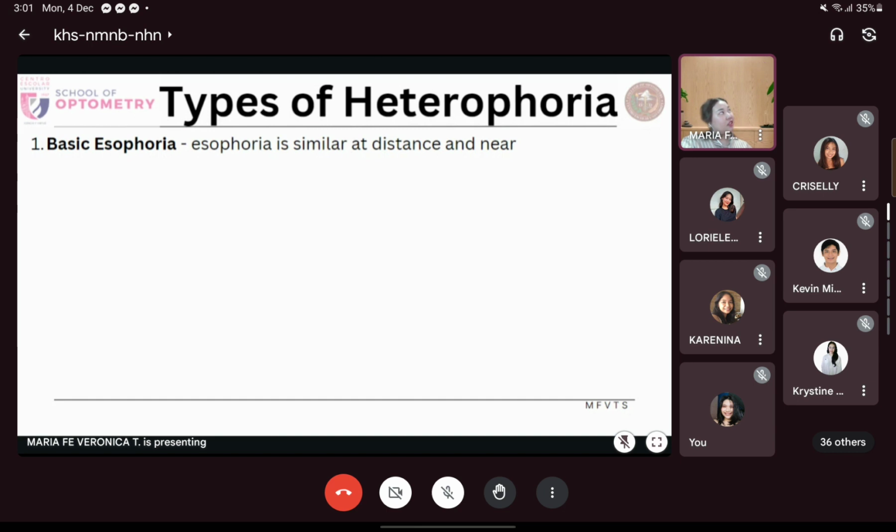VT. No, it's not 18, 12. Fusional vergences, tama. Tama si Vivian. So, it's 3, 8 for distance, phoria. How about near phoria? Anong VT number?